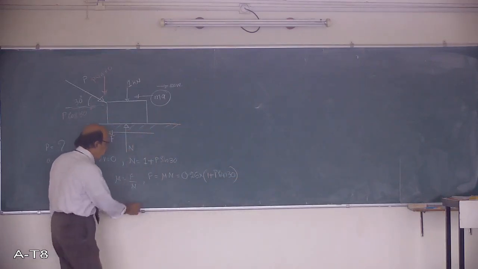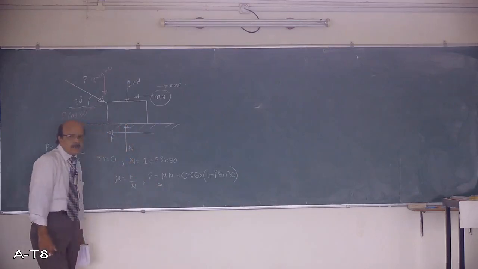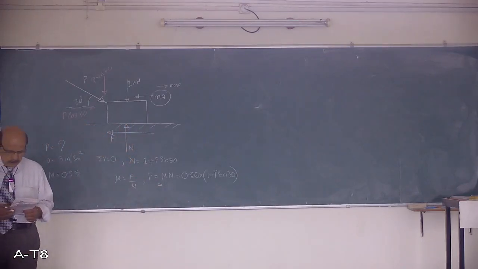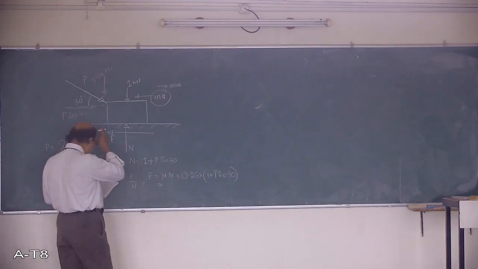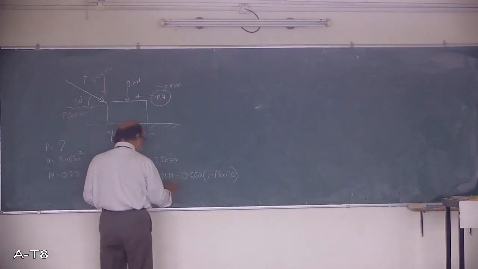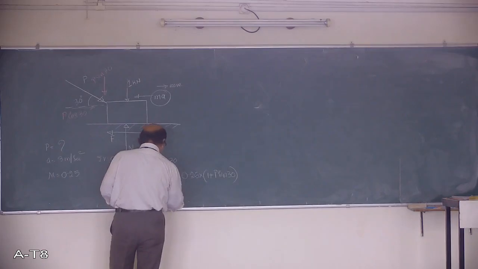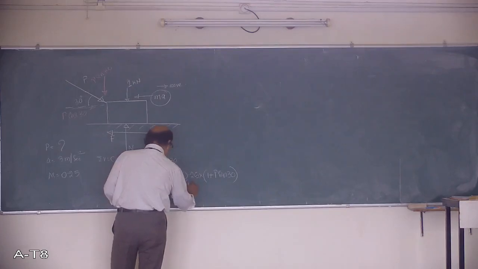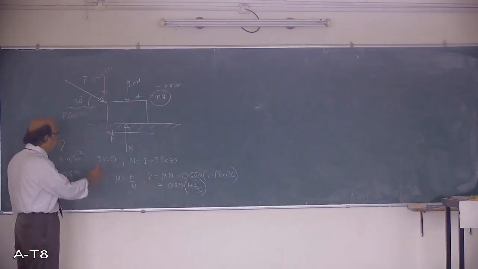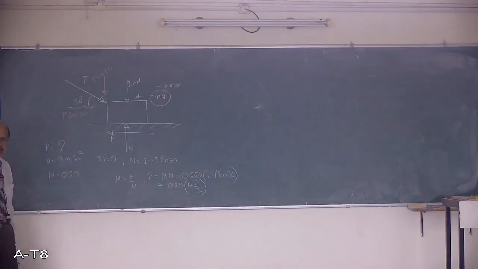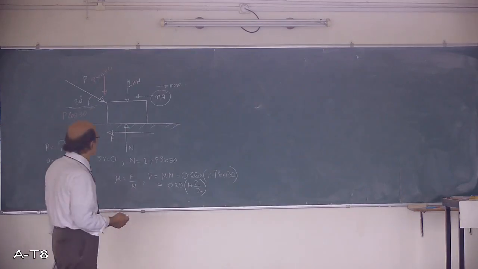You will get F, that is the frictional force which is opposing that. This is equal to 0.25 into 1 plus sin 30 is half, P by 2. I can reduce to this one. Now I got the frictional force. Now you apply the dynamic equilibrium in the horizontal direction.